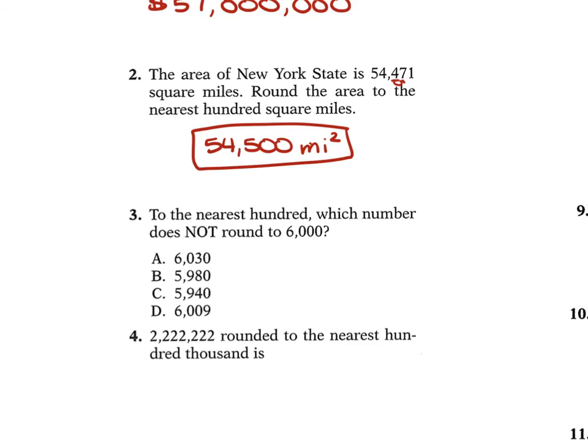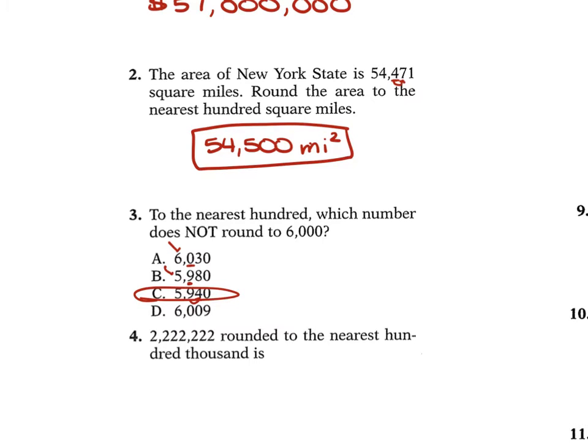For 3, it says to the nearest 100, what number does not round to 6,000? To the nearest 100, what number? So this first one, yes, that works. For 5980, the 9 would become a 10, making the 5 a 6, so that's 6,000. For C, however, that 9 would stay, so C is our answer.